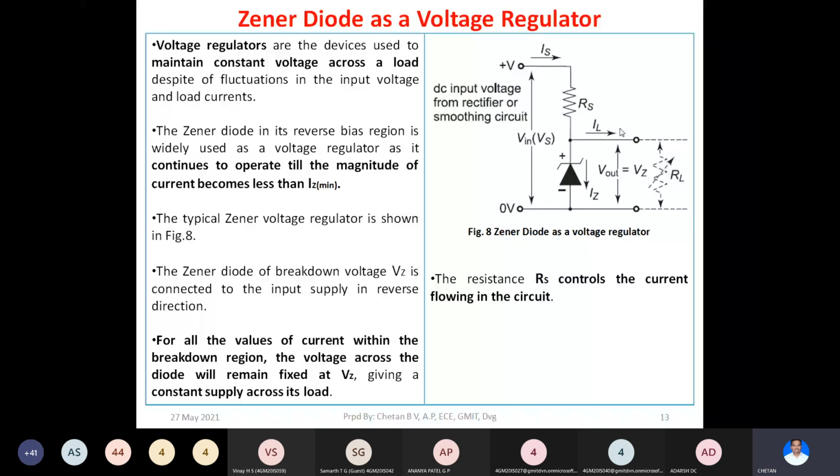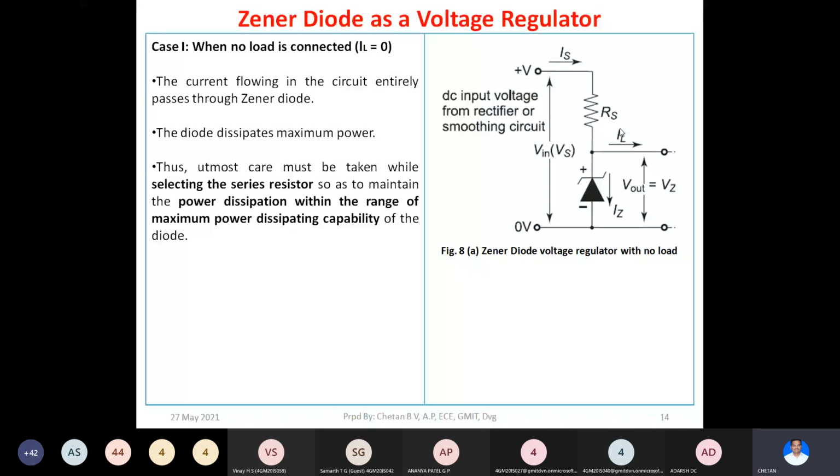We shall discuss this voltage regulator under two cases. The first case is where IL is 0. IL is 0 means there is no load resistance connected here. Therefore, as IL is 0, IZ will be directly equal to IS. As we know, IS is the sum of IZ plus IL. As IL is 0, IZ is equal to IS. The entire current will flow through this diode, and hence the role of this RS becomes very significant. We should carefully choose it so that the current IZ does not exceed the maximum bearable current range of this diode in the reverse direction.